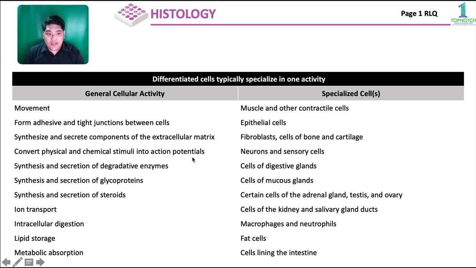So, you can just read on the other examples, but we will discuss it one by one. Ang importante lang sa table na to, ma-realize nyo na bawat cell, when they have different functions, they will have different specialized structures that you will identify later on.